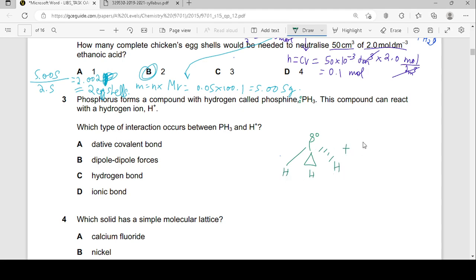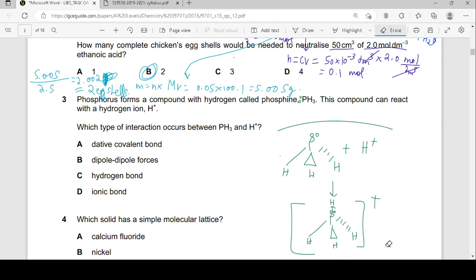You have PH3, which has a lone pair, and H+, which doesn't have any electrons. So the phosphorus donates its electrons to the H+, and it still has the other three bonds with the three hydrogens. Because of the H+, it becomes a total overall positive charge, because both sides of the equation have to have the same charge. So it's plus on this side of the equation, and it should be plus on the other side as well, right? So that's why.